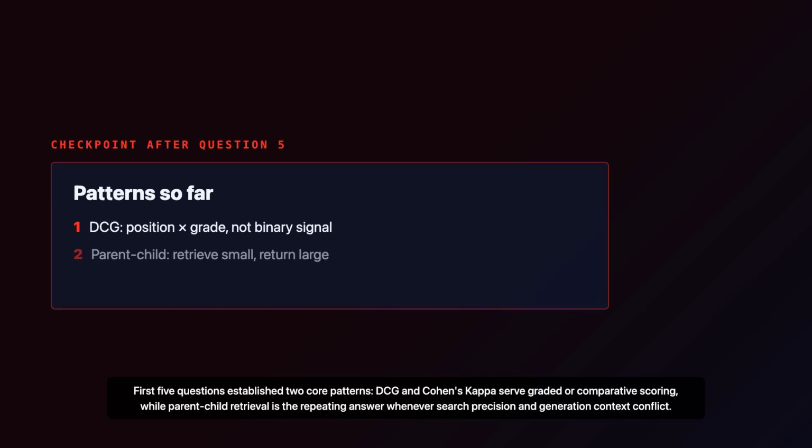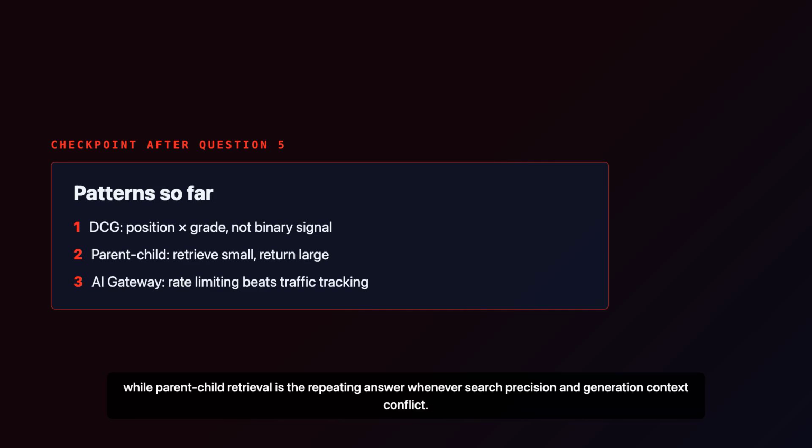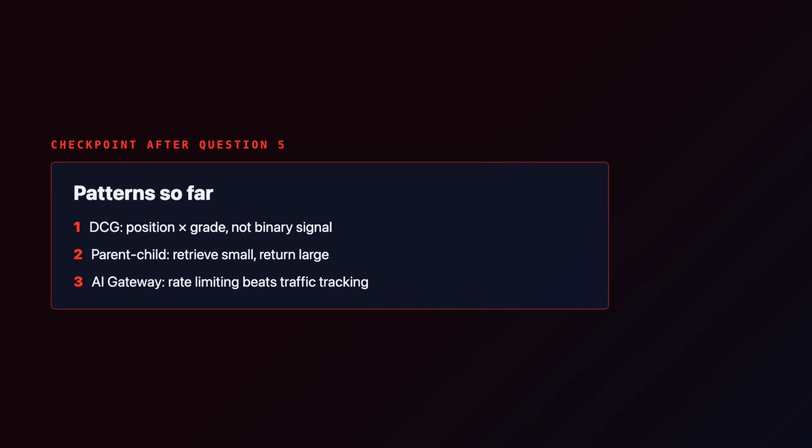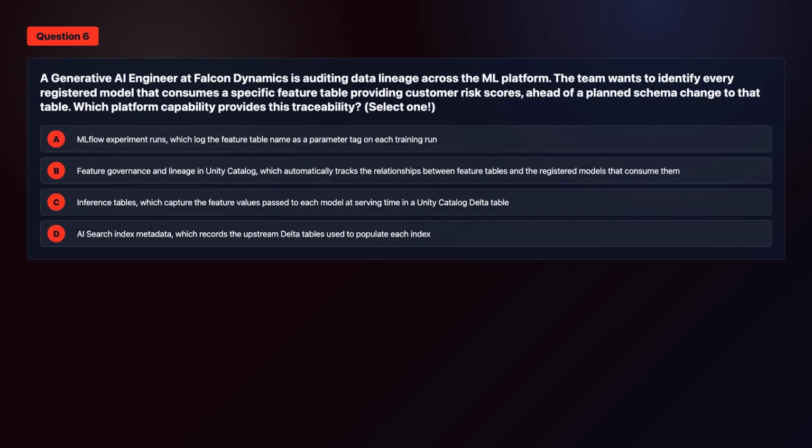First 5 questions establish two core patterns. DCG and Cohen's kappa serve graded or comparative scoring, while parent-child retrieval is the repeating answer whenever search precision and generation context conflict. Next up, question 6 starts now.